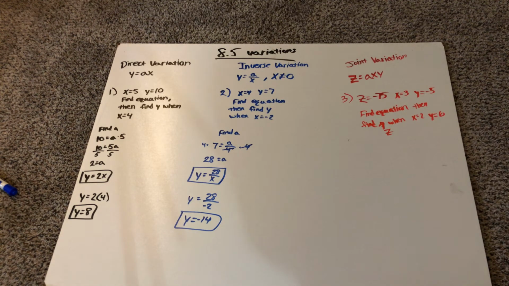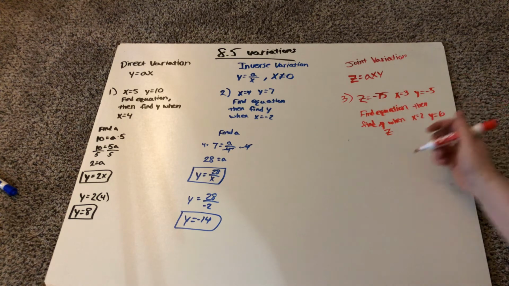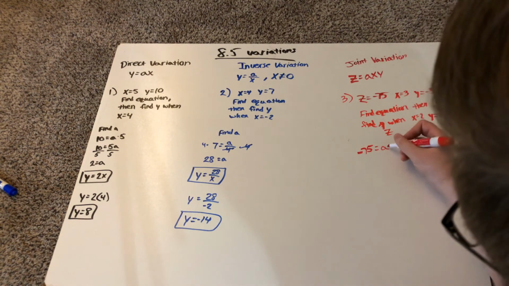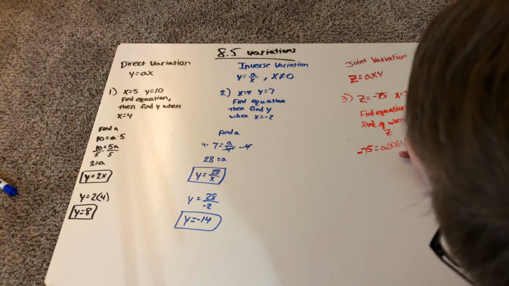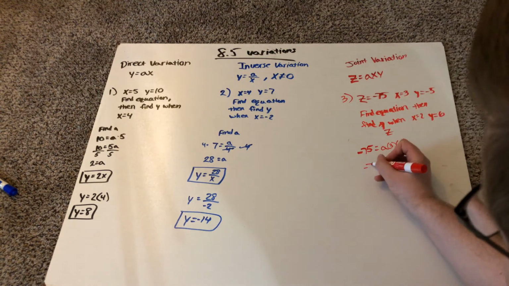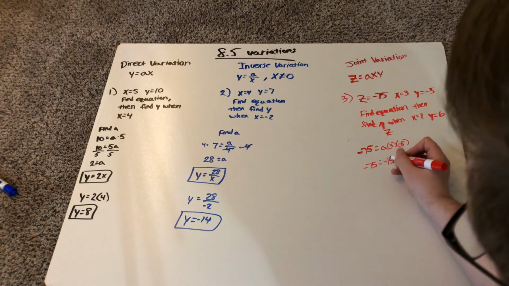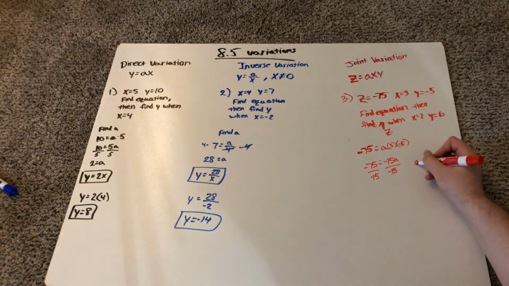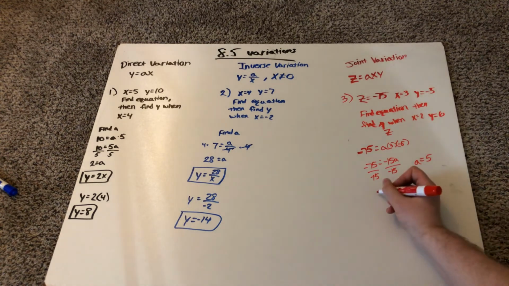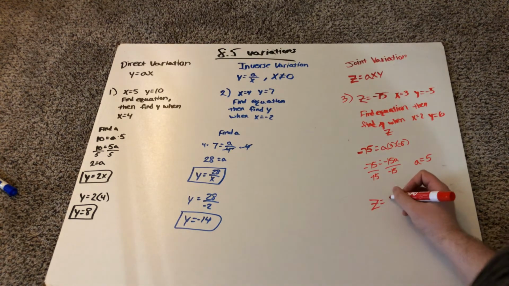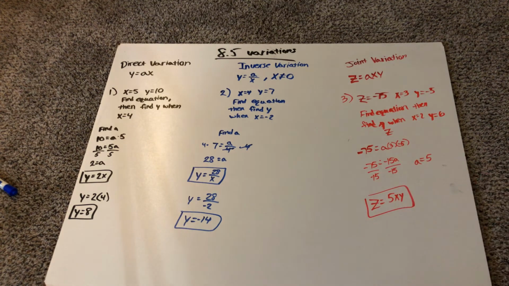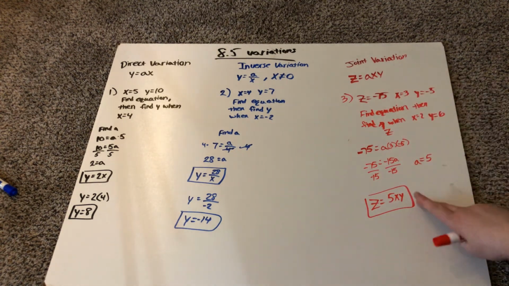So first I'm going to find a, which is my constant, given these three values. I have negative 75 equals a times 3 times negative 5. Negative 75 equals negative 15a. Divide both sides by negative 15, and I get a is equal to 5. So for my equation, I have z equals 5xy. I'm just plugging a into my formula to get our general equation.